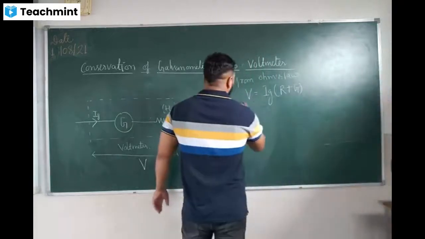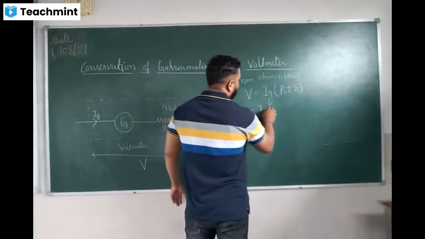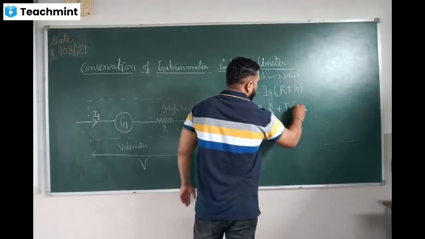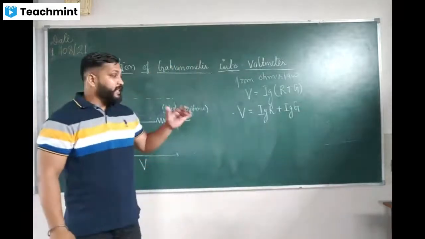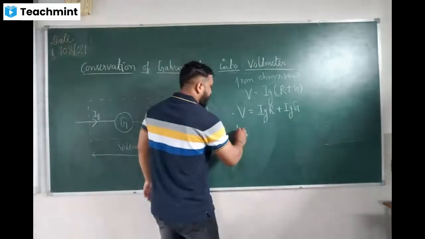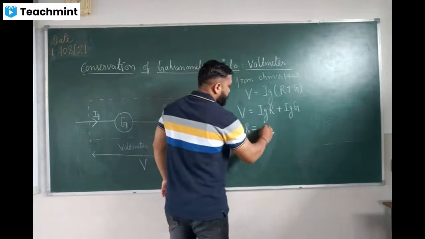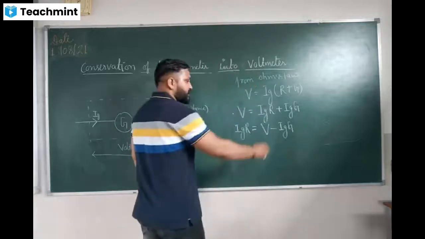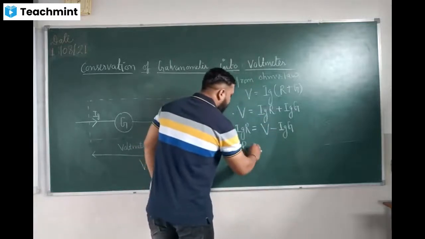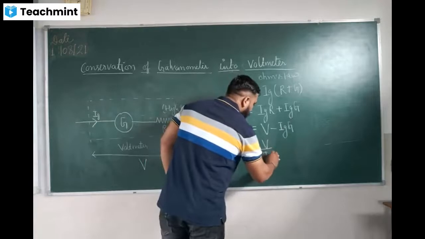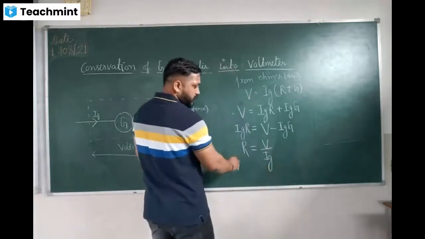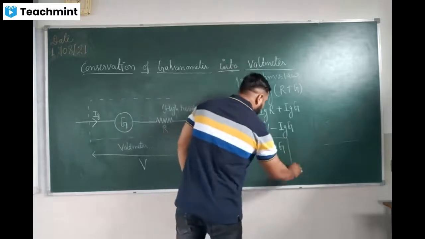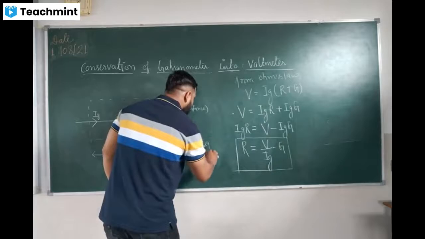So let's find out. V is equal to Ig into R plus Ig into G. Now what we need to find out? We need to find out the value of R. So we can write Ig into R is equal to V minus Ig into capital G. This G is the resistance of the galvanometer. Or then R is equal to V upon Ig minus G. This is the value of the high resistance.